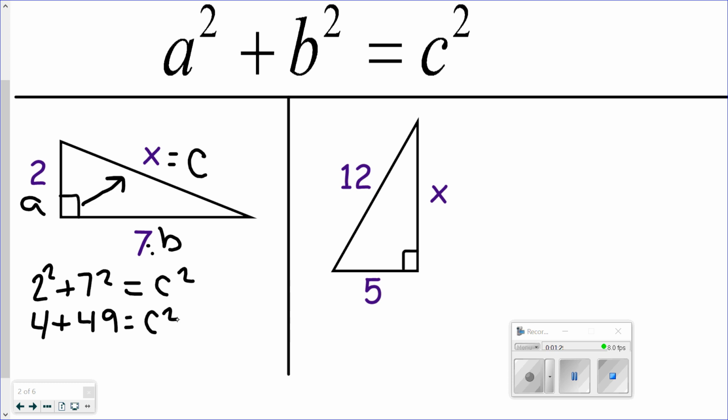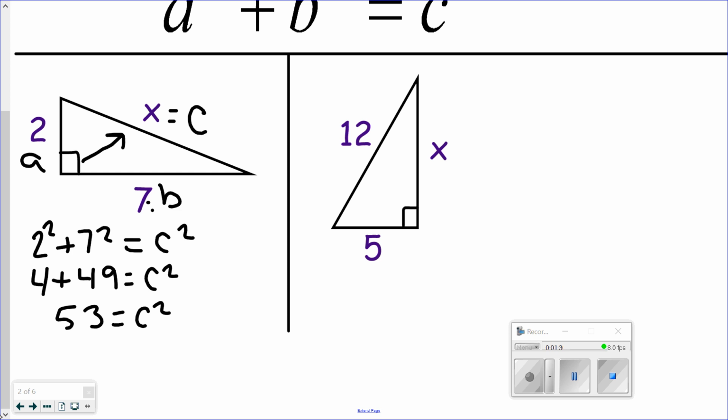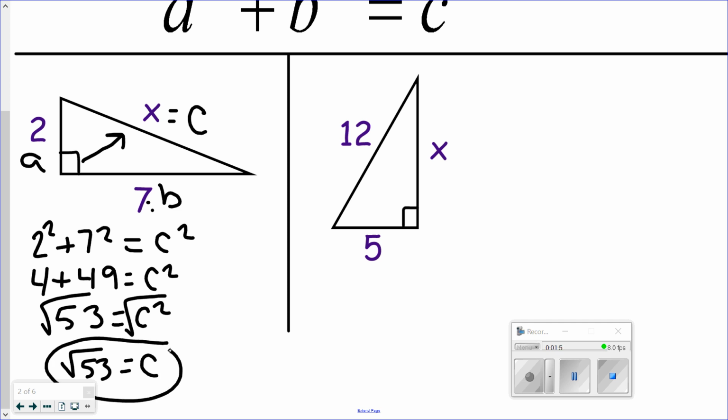Add those up, I end up getting 53 is equal to C squared. Now I don't really care about C squared, I want to solve for C, so I have to do the square root of each side to get C by itself, which means the square root of 53 is equal to C. I'm going to keep it like that because that is an exact answer. The square root of 53 isn't pretty when you plug it in your calculator, and I don't want to round my decimal place. So the answer is just the square root of 53.